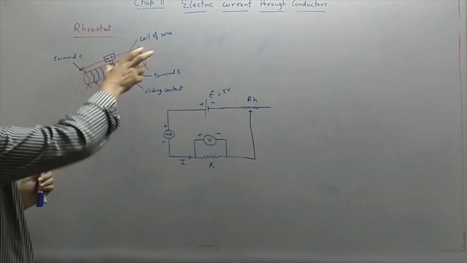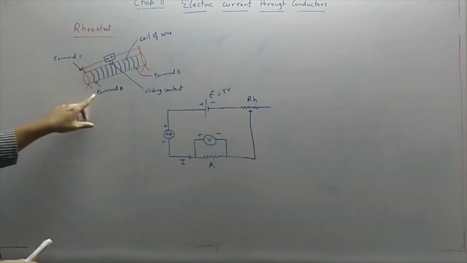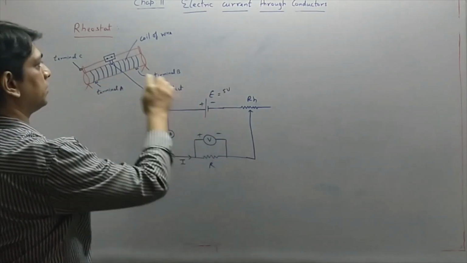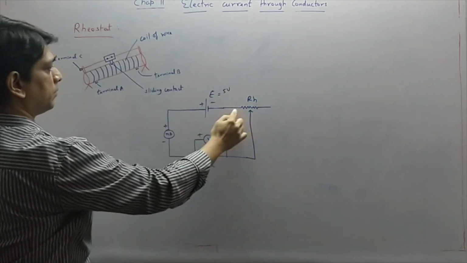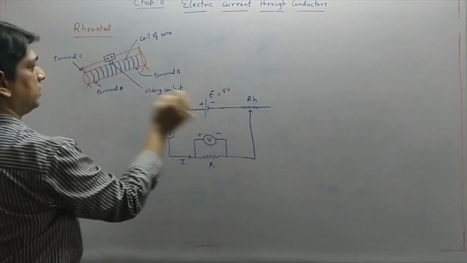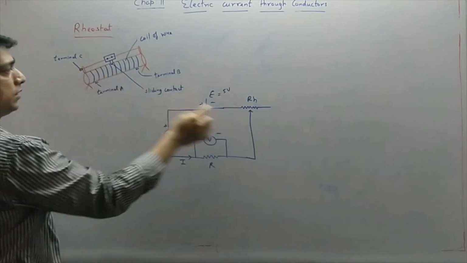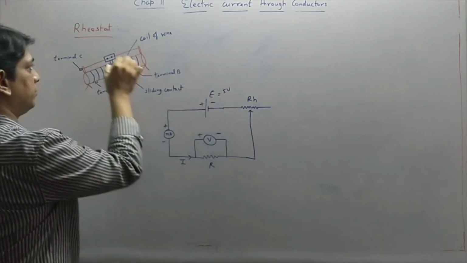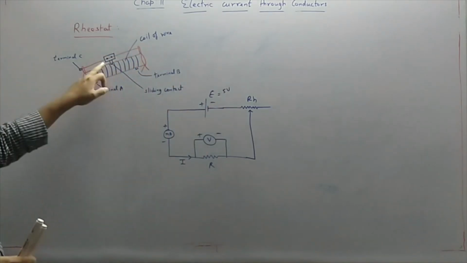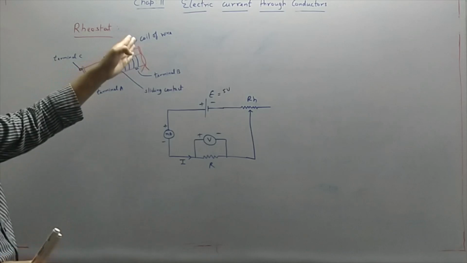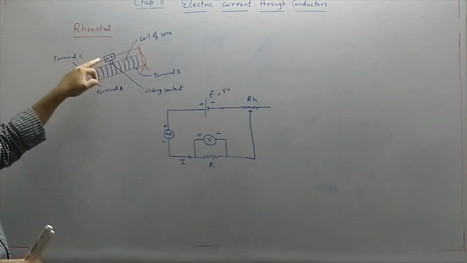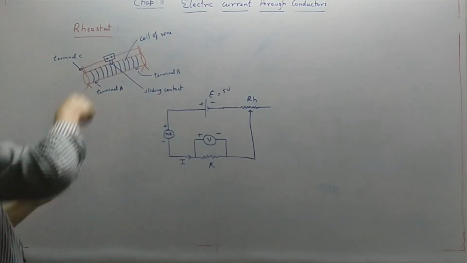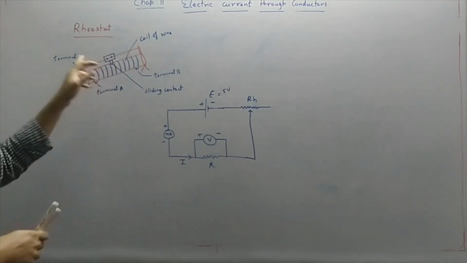Now here we have terminals. You can see terminal A, terminal B, the two terminals here, and the upper terminal, which is terminal C. The arrow indicates the upper terminal, which is variable. You can just slide it. You can see the sliding contact, which varies from one side to the other. With the help of the sliding contact you can just change this.